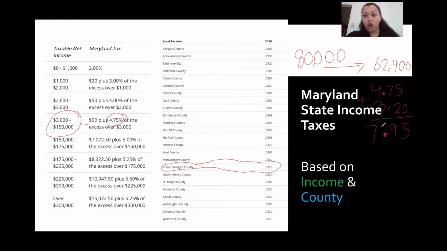Again, if you remember from the chart in the previous slide, the average for Maryland was 6.25. So if you're making $80,000 and living in PG, you're paying a little more than the average person in Maryland. You're paying 7.95% of your $80,000. So let's try to figure that out and see how much we'll end up taking home now. Again, we multiply 7.95%, and as a decimal, you write that as 0.0795. And we multiply it by 80,000.